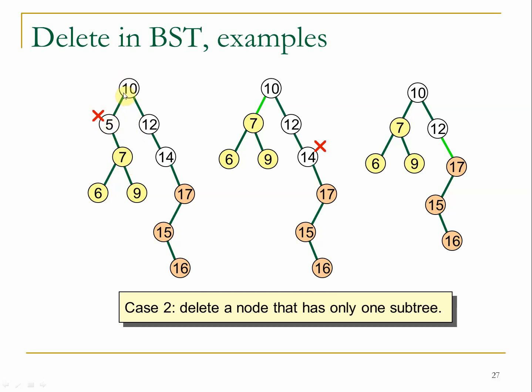So we need to make this connection happen so that we end up with this binary search tree. In another example, I want to delete node 14. The whole subtree needs to come up over here and then be hooked up. That's how we handle the case 2 scenario.